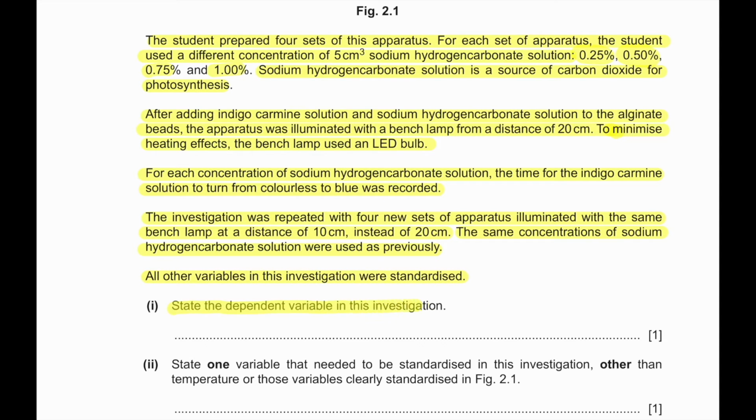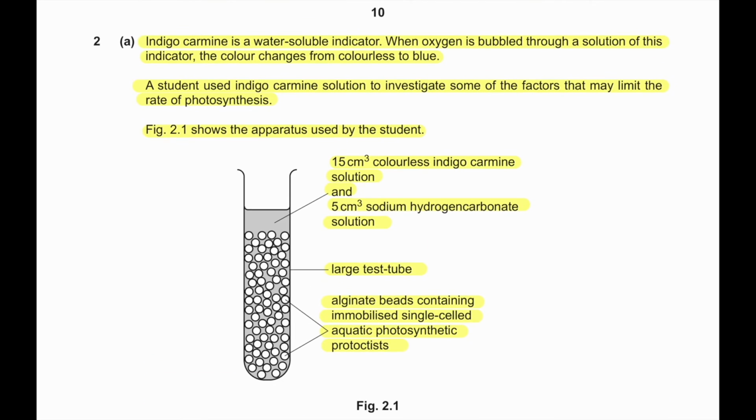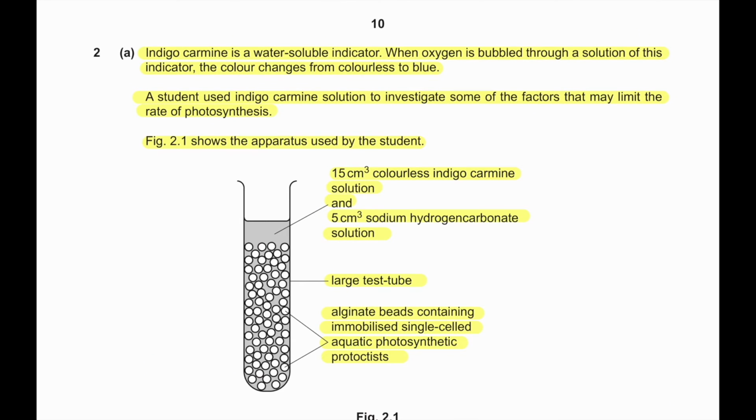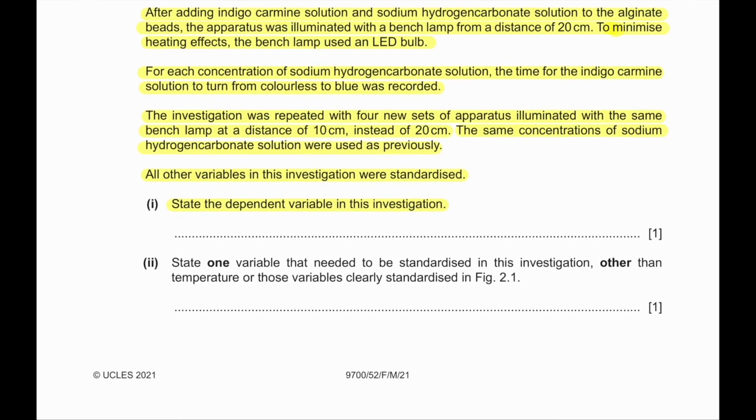State the dependent variable in this investigation. So basically, we are testing with a dye, which is indigo carmine. It is a water-soluble indicator. When oxygen is bubbled through a solution of this, the color changes from colorless to blue, so the dye will become blue. So what we need to do is measure the time taken for the indigo carmine solution to turn blue.